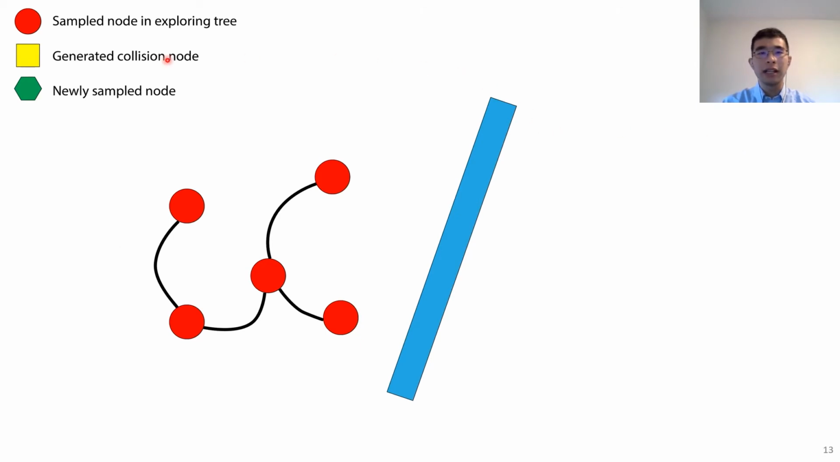First, consider this figure, which shows the beginning of the collision node generation process. The red circles again represent the nodes in the exploring tree. The green hexagon, which we'll show later, will be a newly sampled node. The blue rectangle is an obstacle, and we'll use the yellow square to represent the collision node.